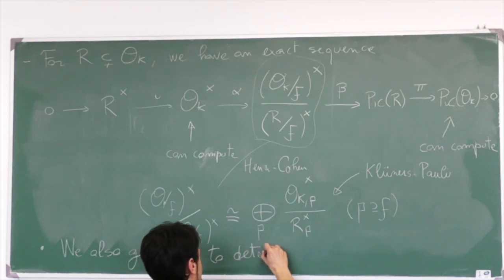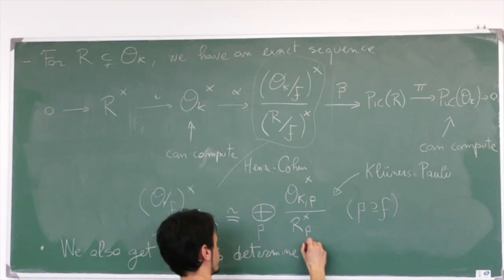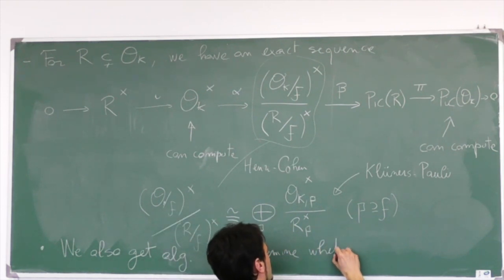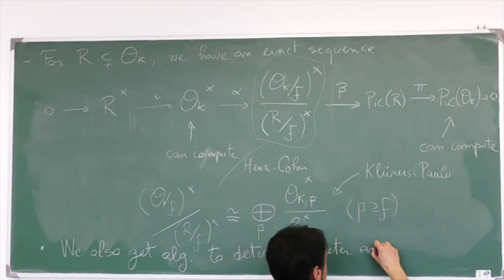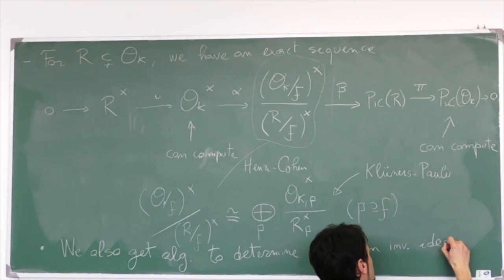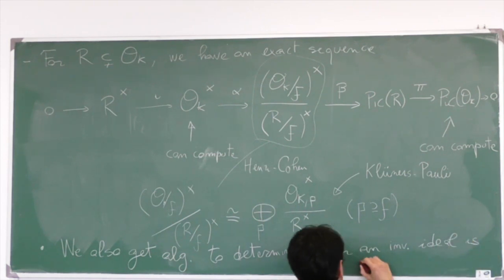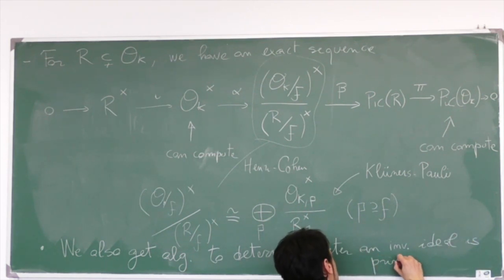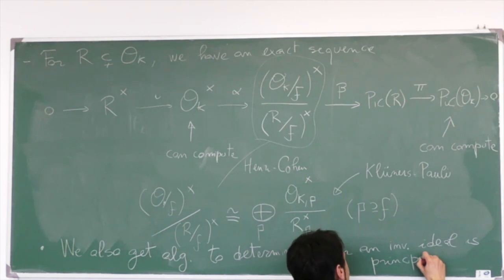So an algorithm to determine whether an invertible ideal is principal and explicitly get a generator.